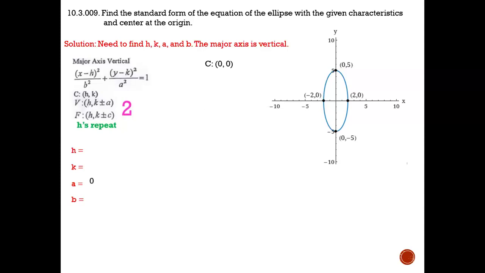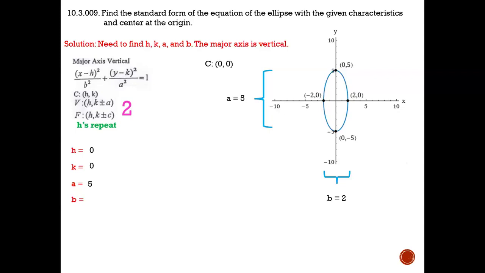Again, very similarly, based on the points that are given to me, I know what H is, I know what K is. I also know the values for A and B. Because here A is 5, my major axis is the vertical axis. So I have A is 5 and my B would be 2.